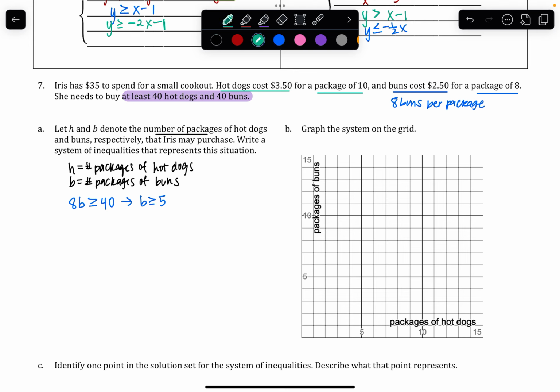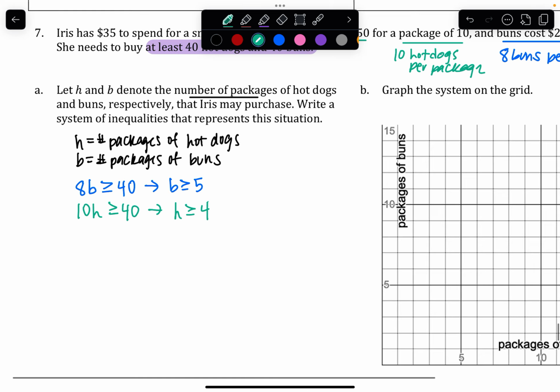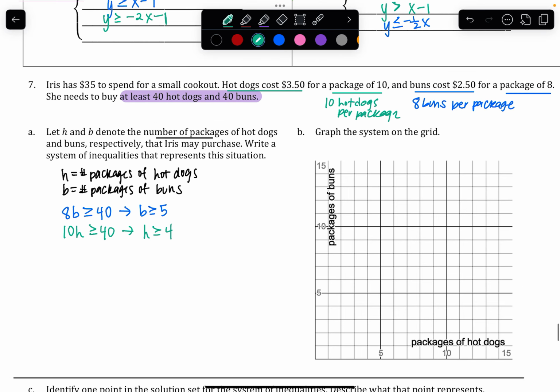And then for the hot dogs, there's 10 hot dogs per package. So 10 times the number of packages, H, needs to be greater than or equal to 40. So that means H has to be greater than or equal to 4. So we need B to be at least 5 and H to be at least 4. Okay, and then now we need to talk about the money.